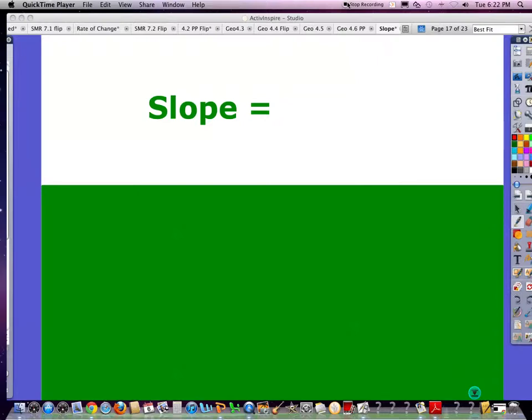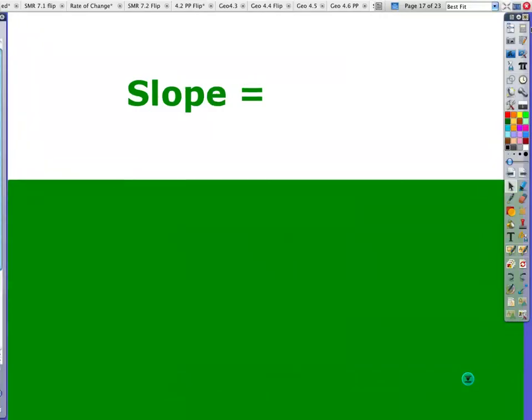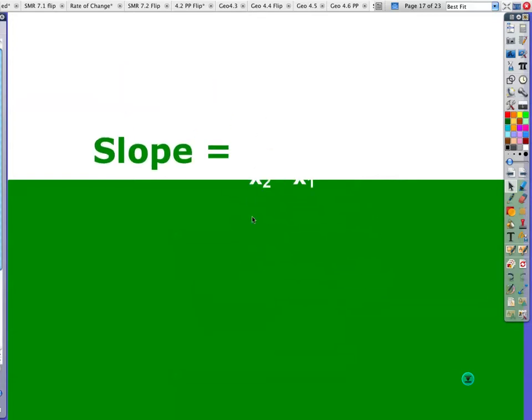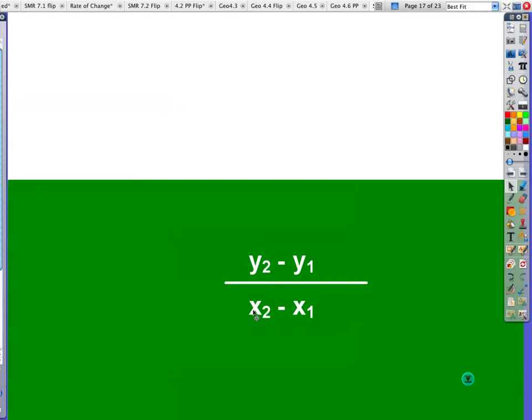Okay, part 2. Still dealing with slope. We're going to look at a table of values, which is basically points, which I'll show you here in just a little bit. If we're looking at slope in that case, we don't want to use rise over run. We want to use y2 minus y1 over x2 minus x1. You should already have it in your notes, but that's your formula for slope.